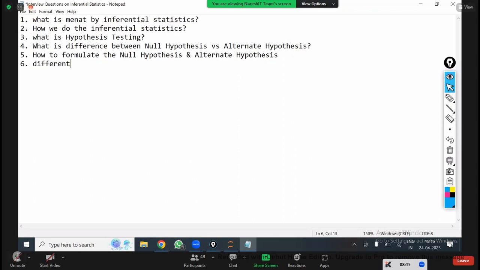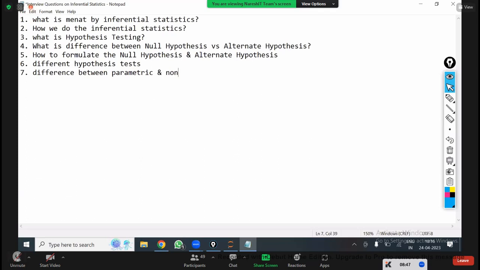What is the difference between parametric test versus non-parametric test? Parametric test means applying the hypothesis test on normally distributed data. Applying the hypothesis testing on skewed data is called a non-parametric test. Right? Now, what are the different parametric tests available?